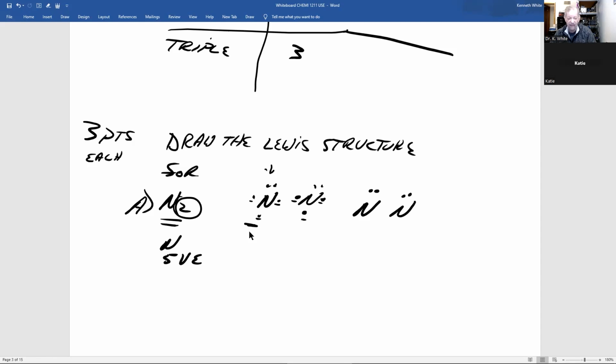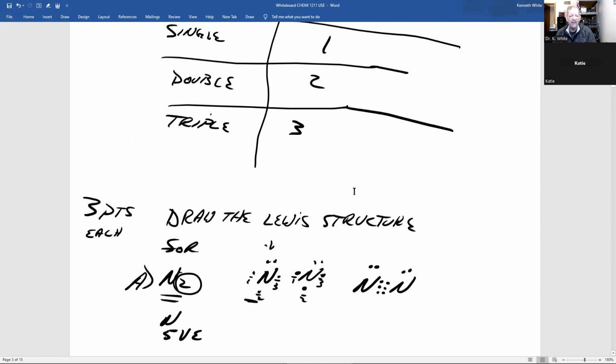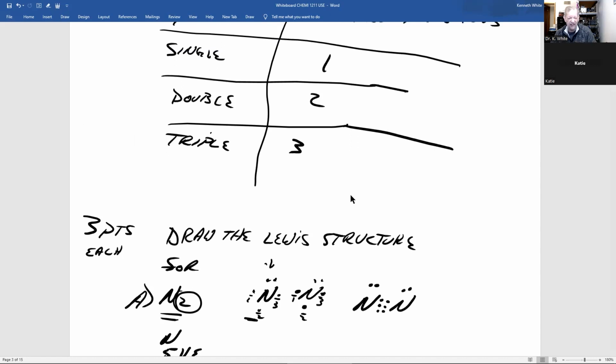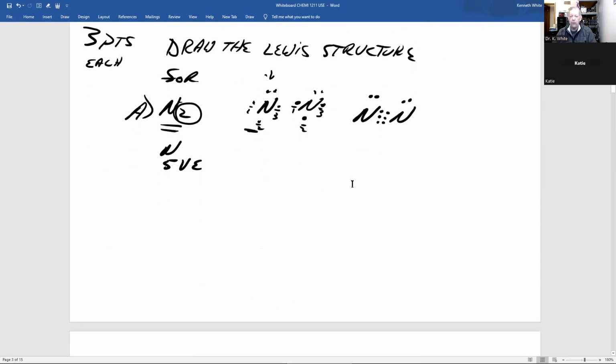So how many pairs did we have? 1, 2, 3. Same here, 1, 2, 3. And therefore, I'll have 3 pairs of electrons. And what is 3 pairs of electrons? Oh, look, somebody was nice enough to write a table here. And that's called a triple bond.